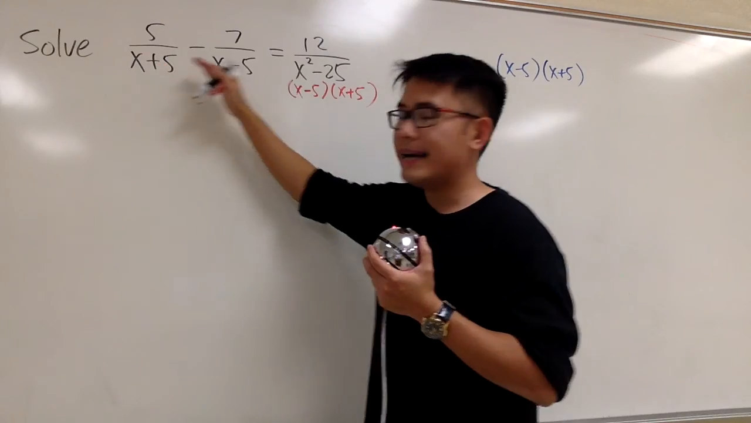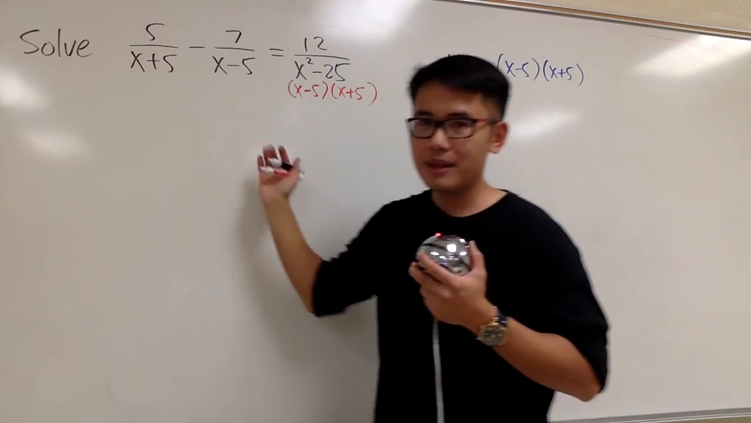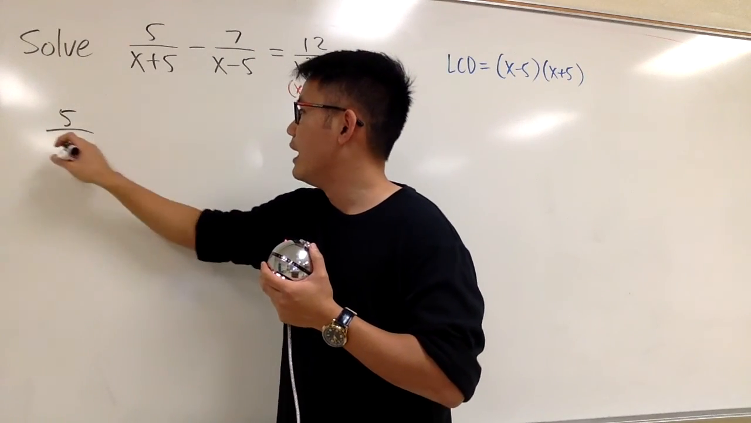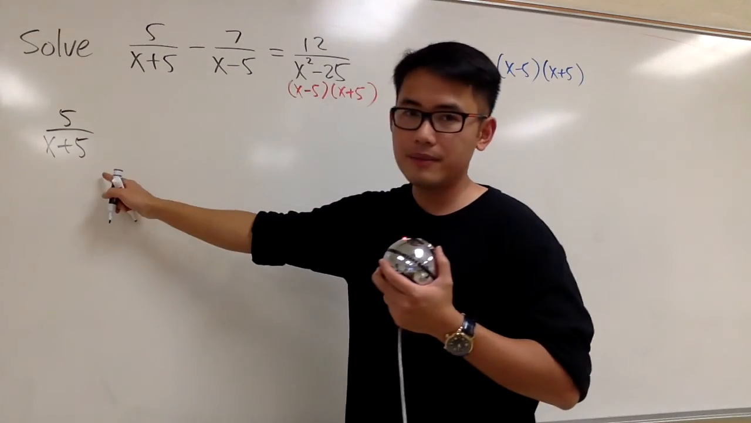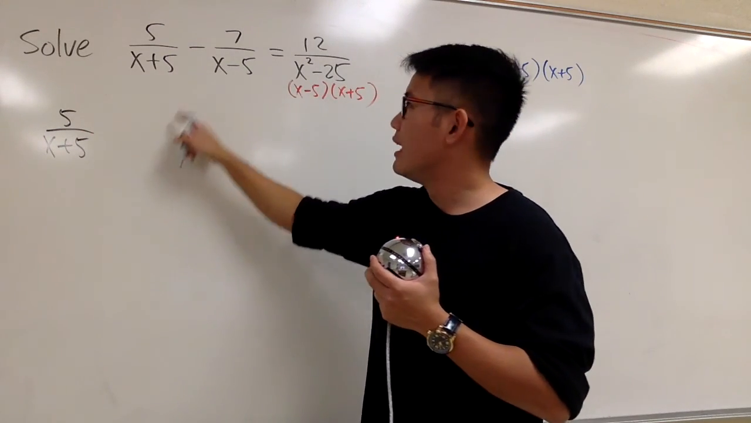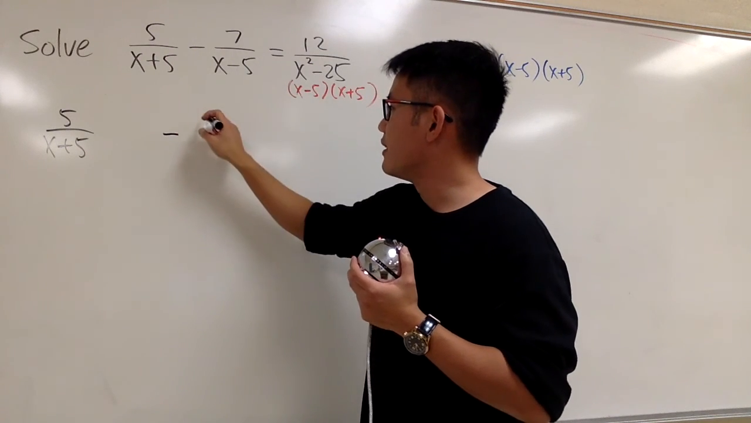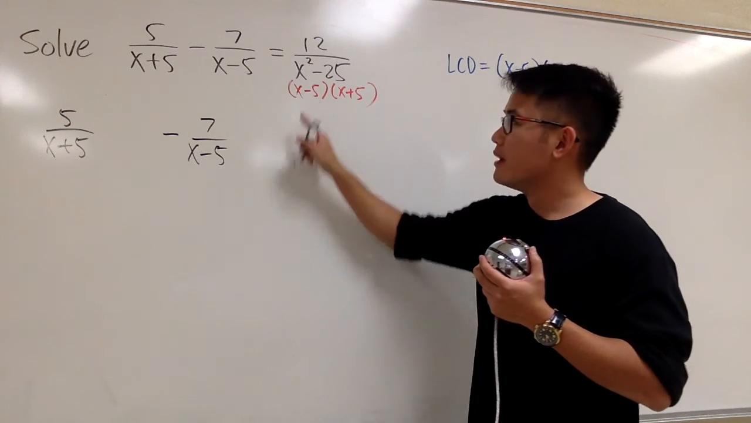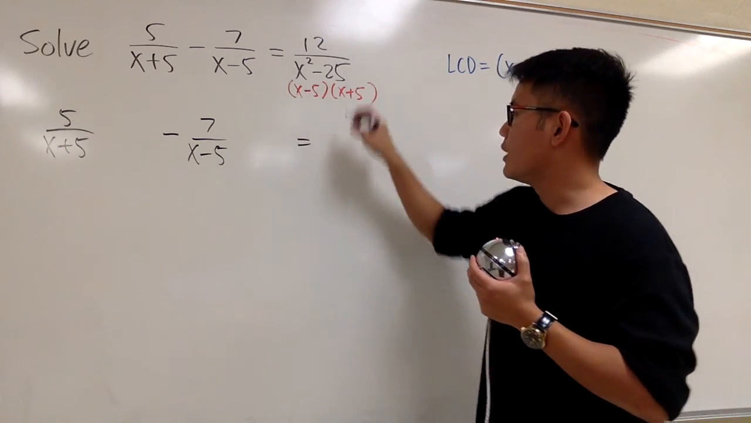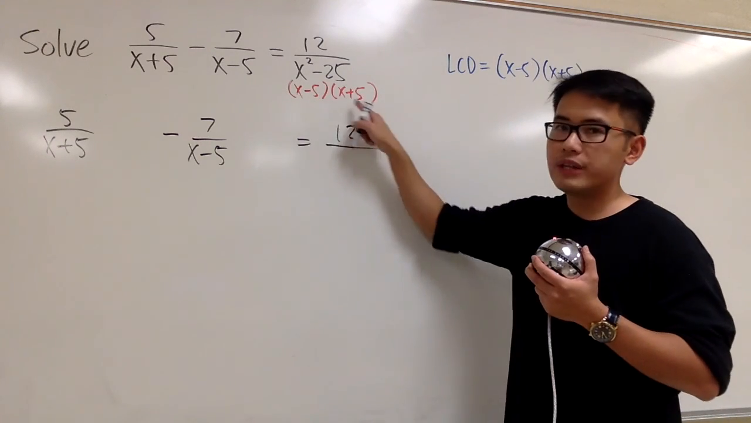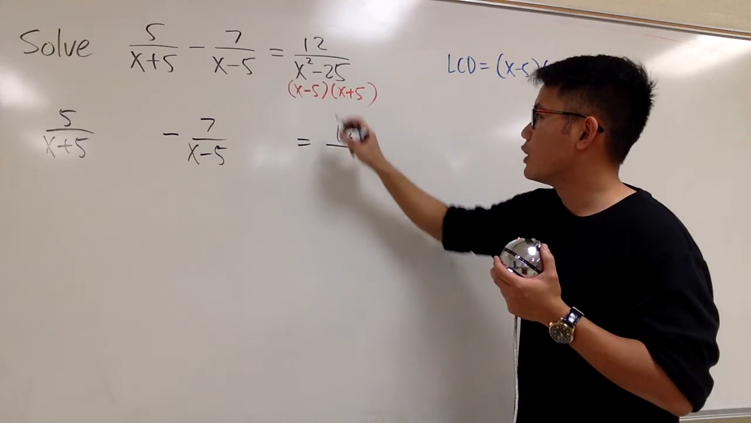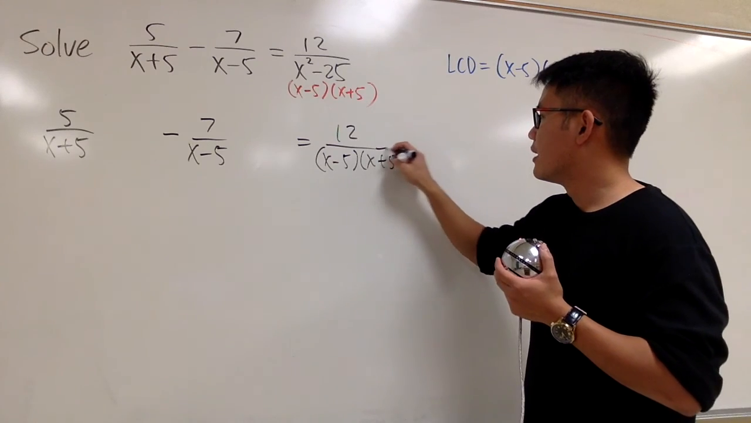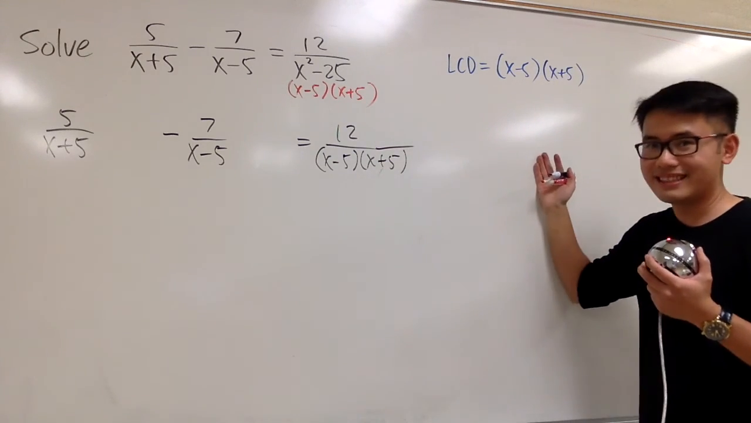Let me just rewrite the original equation again. But when I do it this time, I will write this down first. 5 times x plus 5, right? And then I will leave a space. And then I will write down the minus 7 over the x minus 5. And then I will leave a space. And the last part, we have the equal, and we have the 12 over. Let me just put down the factored form for the denominator right here, which we know, the x minus 5 times x plus 5. Then this is it, right?